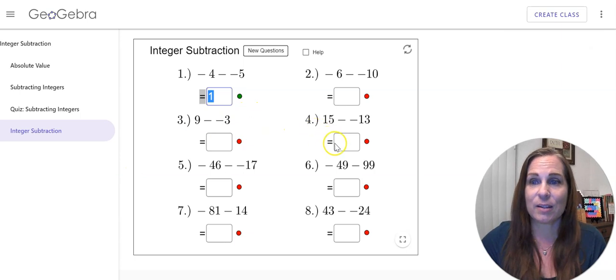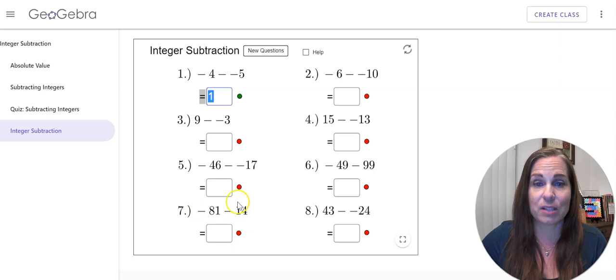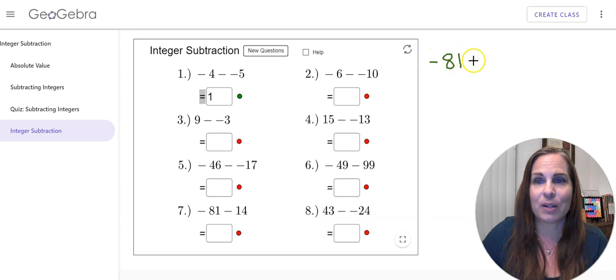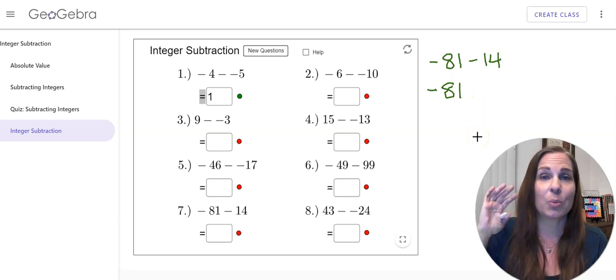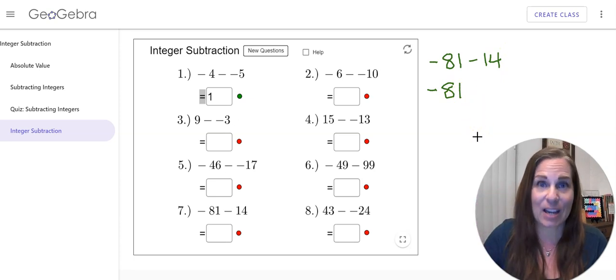Let's try, I want to try one that's a little different. Let's try number 5. So actually that's the same thing as number 1. Okay, let's do number 7. So number 7, I've got -81 minus 14. So the numbers are a little bigger this time. So I'm going to write the problem over here, -81 minus 14. Remember, subtraction is what? Adding the opposite. So I'm going to add -14.